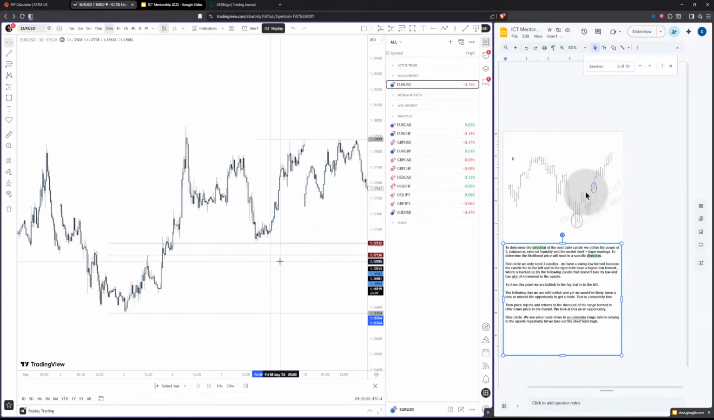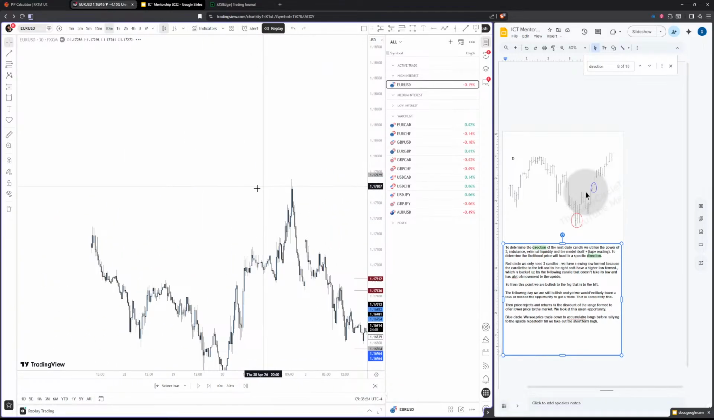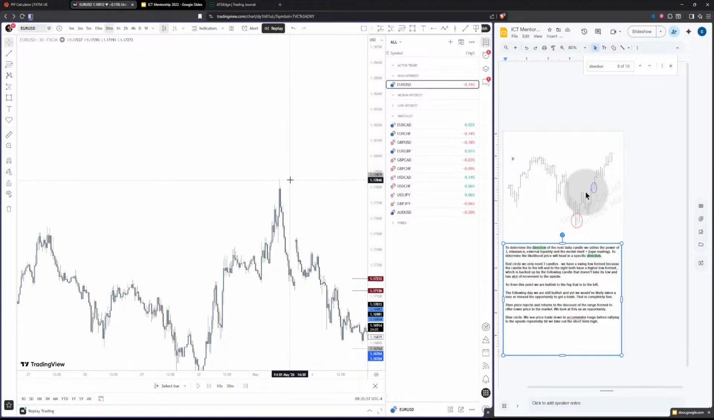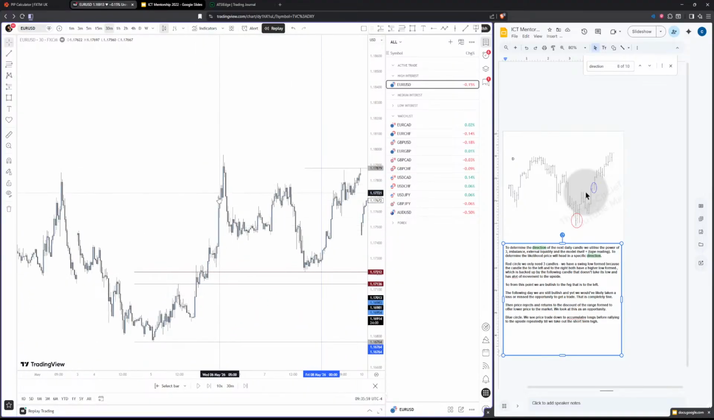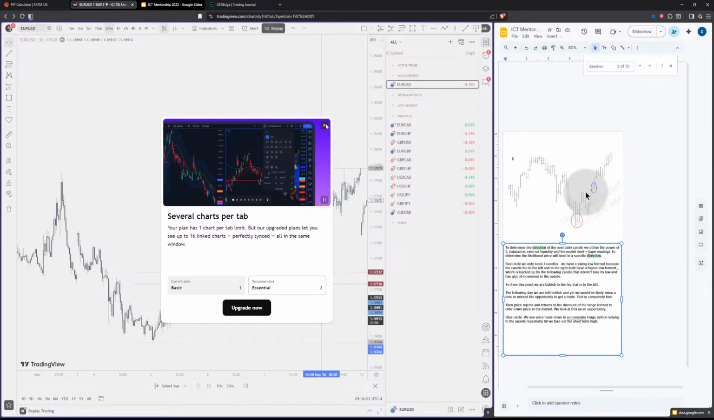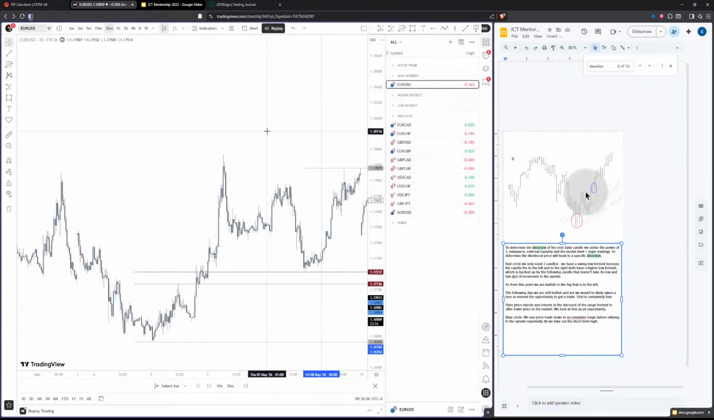Wait, were we bullish? Well, here we took out the previous high. Can I do two? So even to do two, you need to get premium.